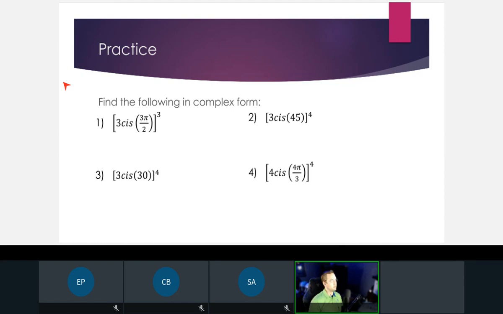All right, so here I have 4 examples, and these are already in polar form. So let's go ahead and solve these. And I will have these 4 problems on the next few pages. Give me a second to write them down, though.